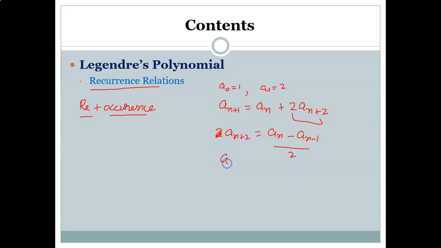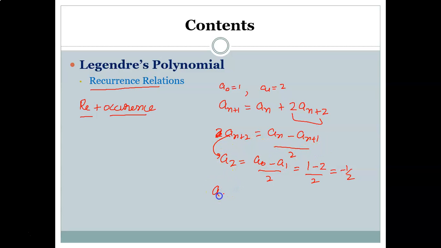Now if you want to find the value of a2, then you have to put n equal to 0 over here. When n is 0, you get a2 equal to a0 minus a1, divided by 2. What is a0? a0 is 1. What is a1? This is 2, and divided by 2. This is minus 1 by 2. That means you can get this value of a2, the next term of the sequence you are obtaining from this relation.